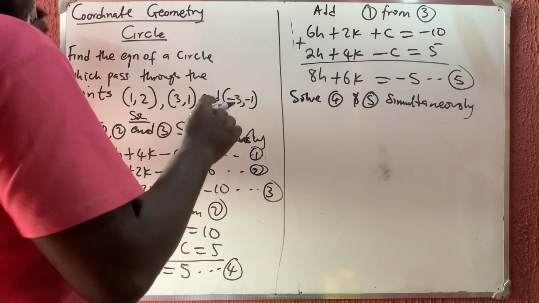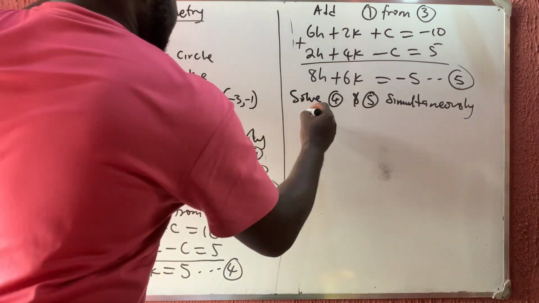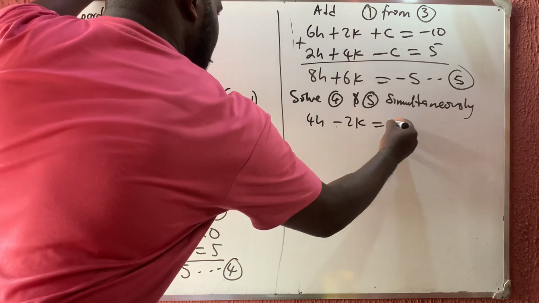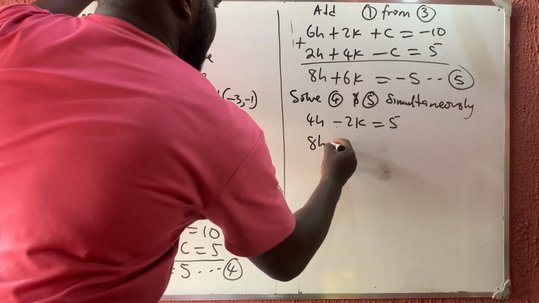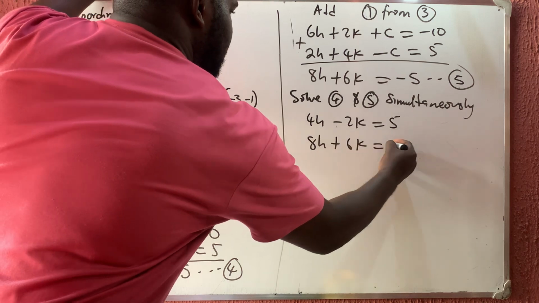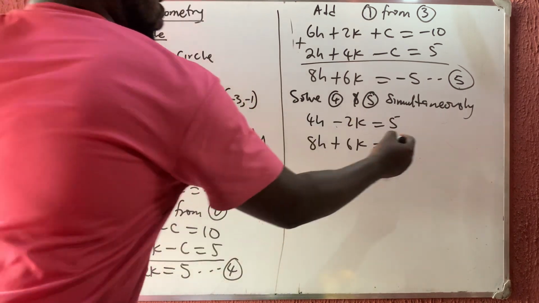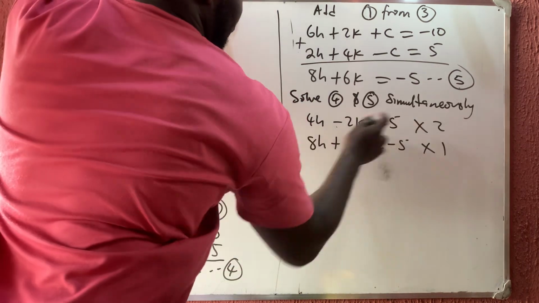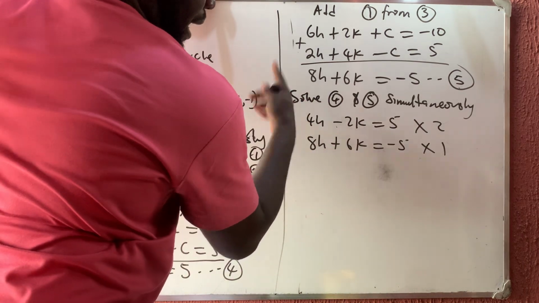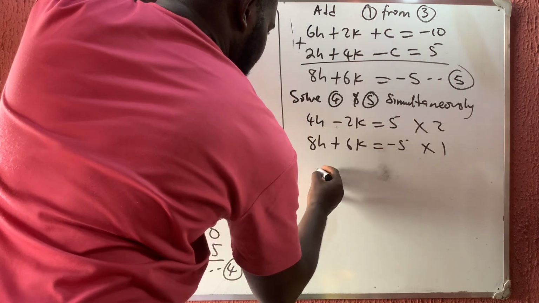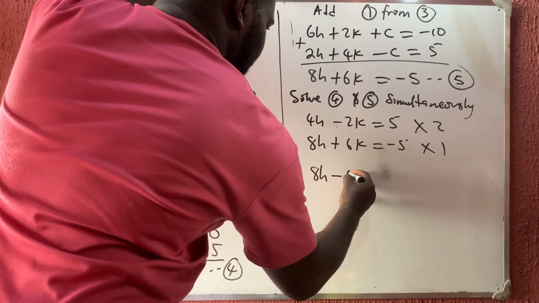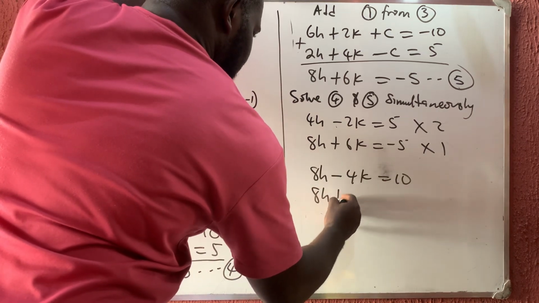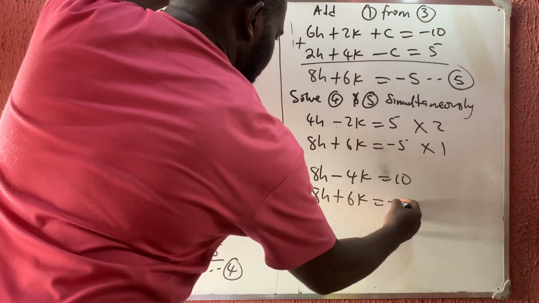So I'm going to have equation 4, we said 4h minus 2k is equal to 5, and 8h plus 6k is equal to minus 5. So for them to be equal, I'm going to multiply this by 2 and multiply this by 1, okay? So 2 times for this side, so that they can eliminate. So this time this will give you 8h minus 4k is equal to 10. So here is giving me 8h plus 6k is equal to minus 5.